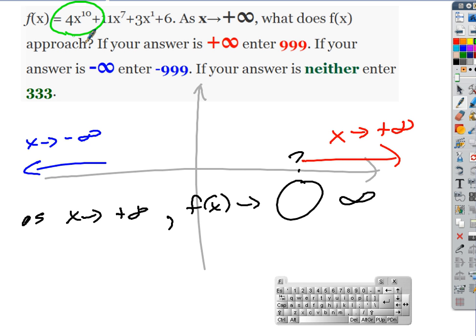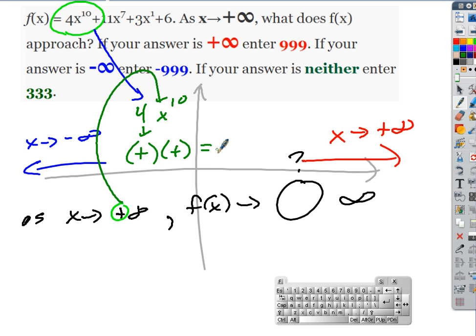Okay? So if I'm plugging in a positive number for x, I just need to know, what am I going to get back, right? Well, this term right here is going to be positive 4 x to the 10th. The 4 is positive, right? What about the x to the 10th? If I'm putting a positive number in for x, a positive number to the 10th power is going to be positive or negative? Think of an example. If I put in positive 1, what am I going to get? Or positive 2, don't I just get back a positive bigger number? Right? So I get a positive number times a positive number, and what's the result of that? If I multiply positive times positive, I get back positive.